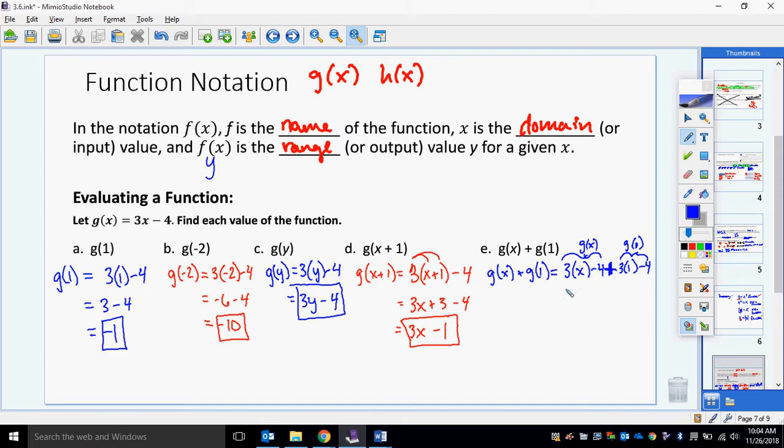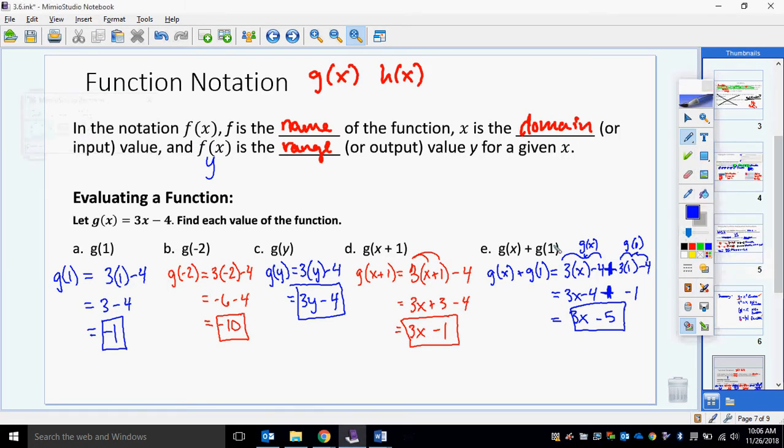So let's work with g of x. Let's simplify it down to 3x minus 4. And if I were to simplify g of 1, I'd get a negative 1. Can I simplify this any further? Well, sure. I have a like term here of negative 4 and plus a negative 1. When I combine them, I get a negative 5. So 3x minus 5 is g of x plus g of 1.